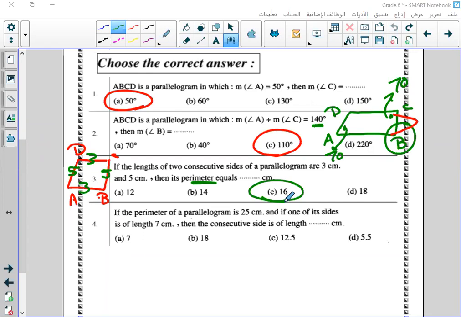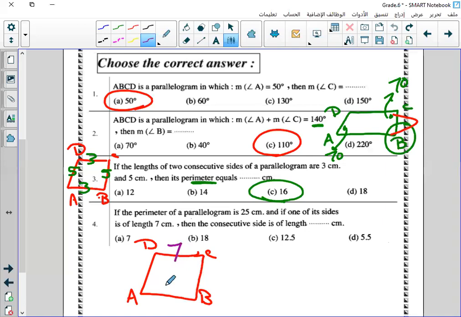18. Okay, just one second. Let's try to draw a parallelogram ABCD. It will be 5.5. Okay, 5.5.